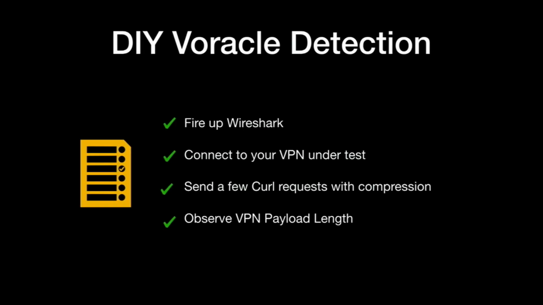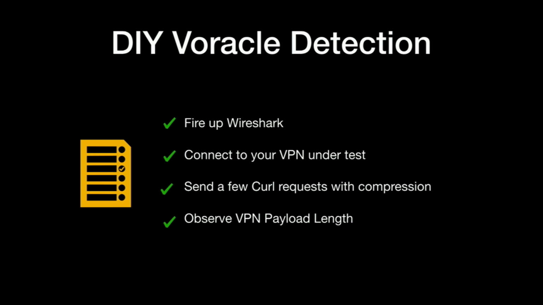I haven't tested all the VPNs out there, but for the ones that I've tested that have compression enabled, the attack was possible. And this is how I tested without doing a full-fledged exploit. So here's your do-it-yourself oracle detection. All you need is Wireshark, a terminal with curl, and you need to connect to your VPN under test, and just send a curl request and observe the payload length.